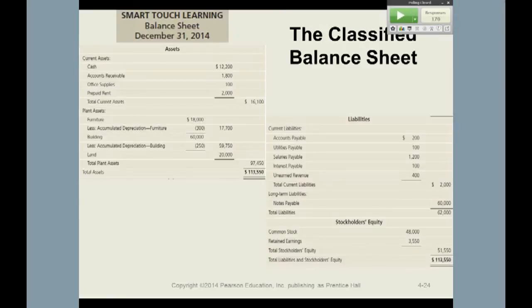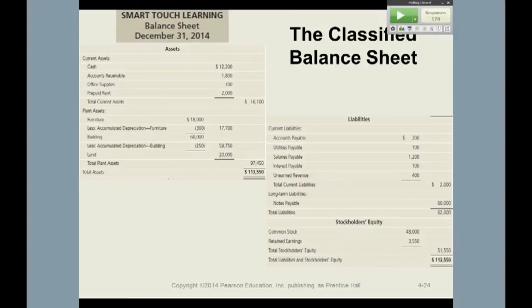So notice it's got current assets, listed as cash, receivables, office supplies, prepaid rent. The long-term assets include plant assets like the furniture in the building. It's the same balance sheet we had before. That was in a report form and was not classified.